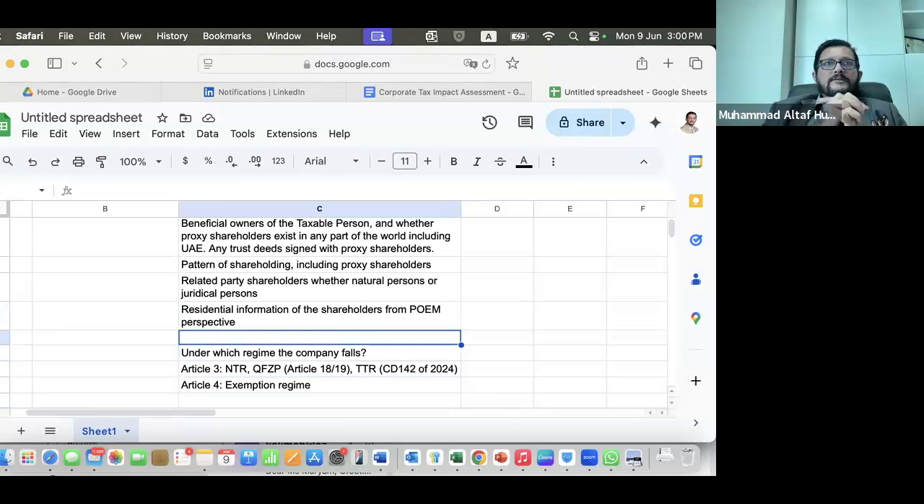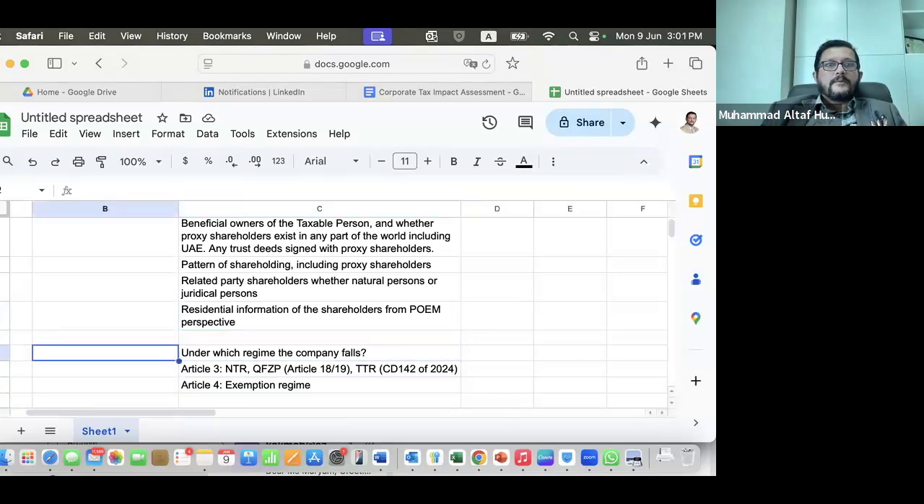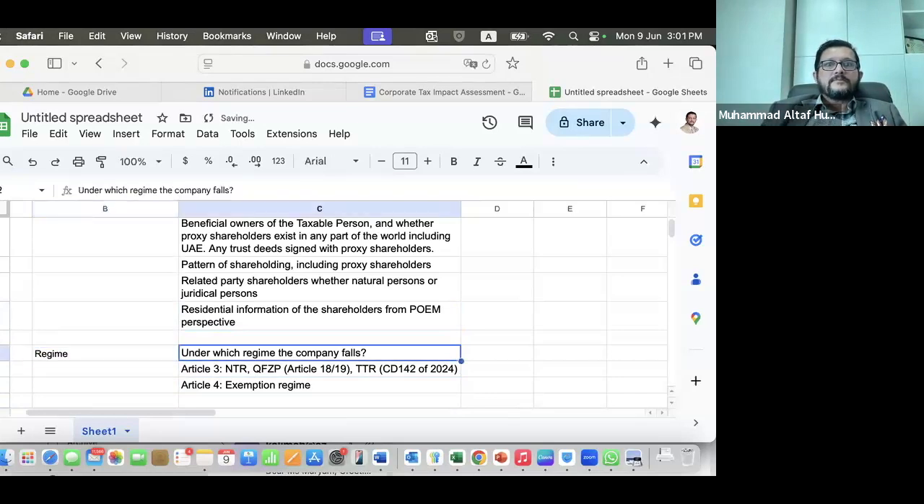Once we have this information, then immediately some other things will come into play, like the major regime question: under which regime do they fall? We have different regimes. We have Article 3, which is normal. By the way, we always used to call it normal tax regime, but the word is standard tax regime, standard tax rate.